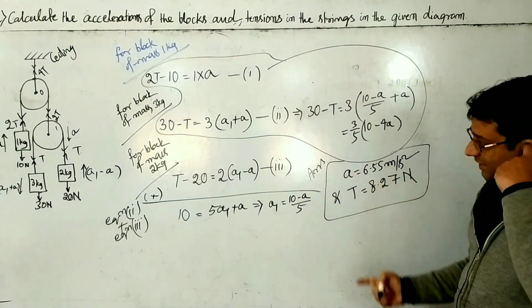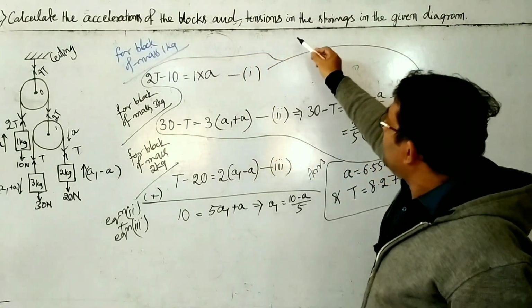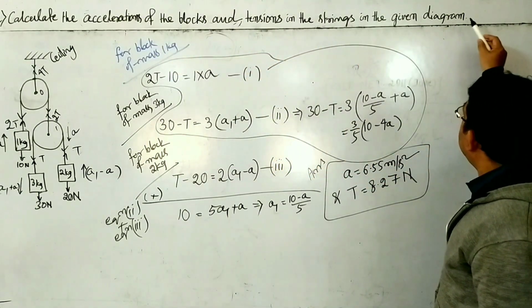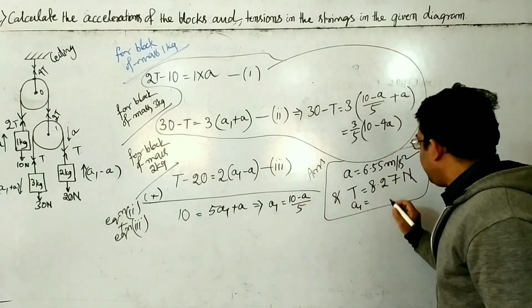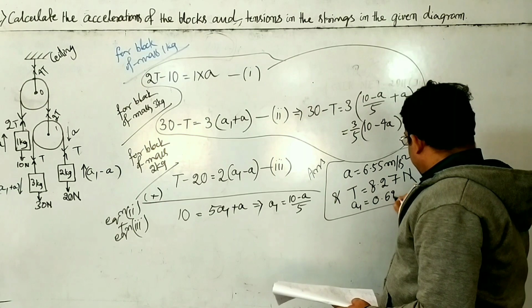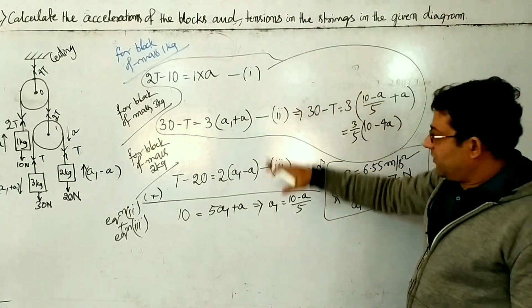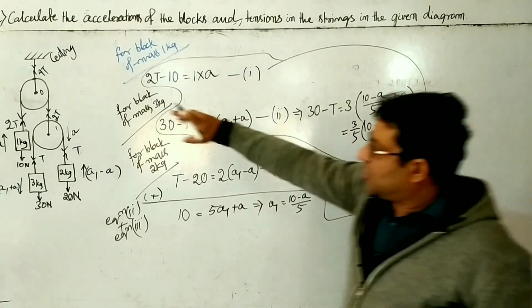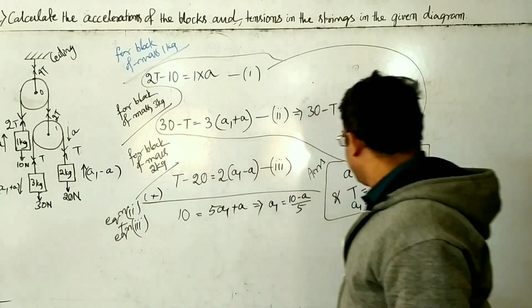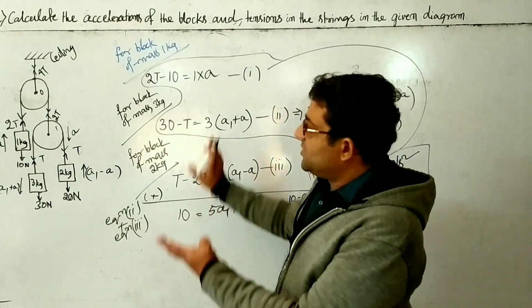After getting A and T, now see what is the question. Calculate the accelerations of the blocks and the tensions in the strings in the given diagram. A1 also has to be calculated, right? A1 is equal to (10 minus A) by 5, so that means 0.69 meter per second square. So after solving all these 3, we are getting these 3. After getting acceleration A of the pulley or of the 1 kg block, tension T and A1, we can solve whatever is asked in the question.